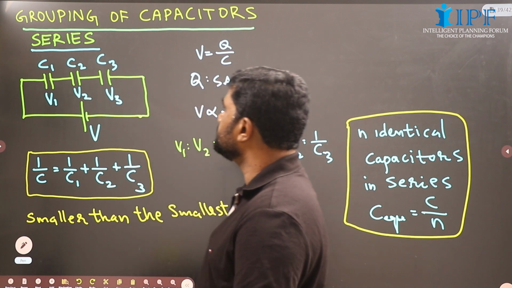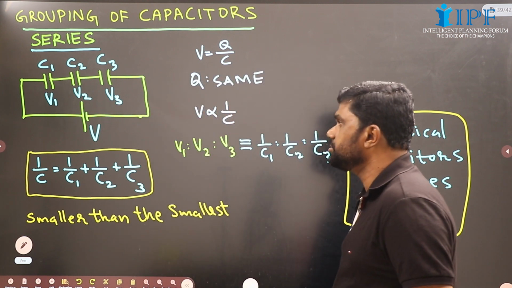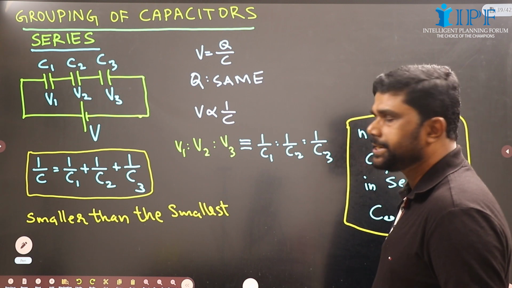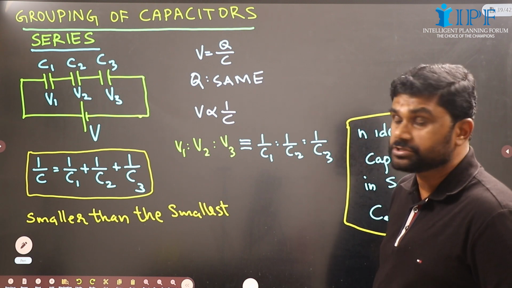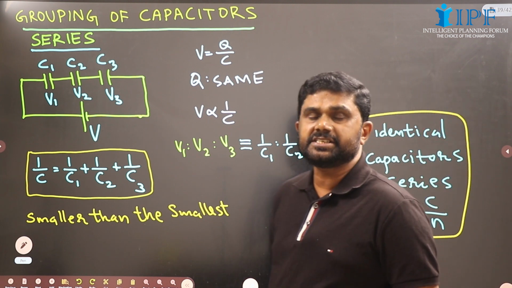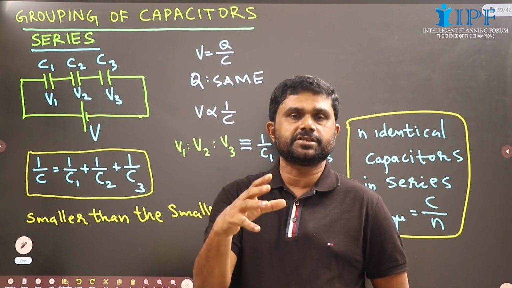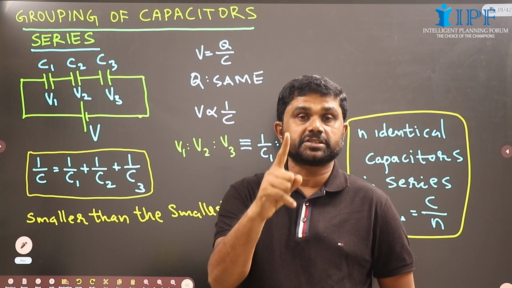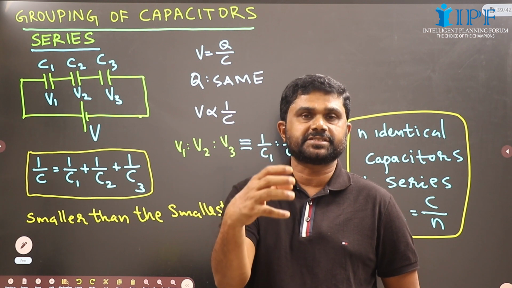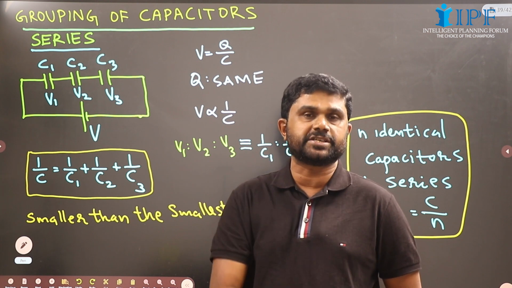Okay, next this is grouping of capacitors. This is also wonderful. We have three capacitors, say C1, C2, C3, connected in series across a source of voltage capital V. And see, as these capacitors are connected in series, the charge in all the three capacitors will be the same. And voltage across a capacitor is given by V equal to Q by C.